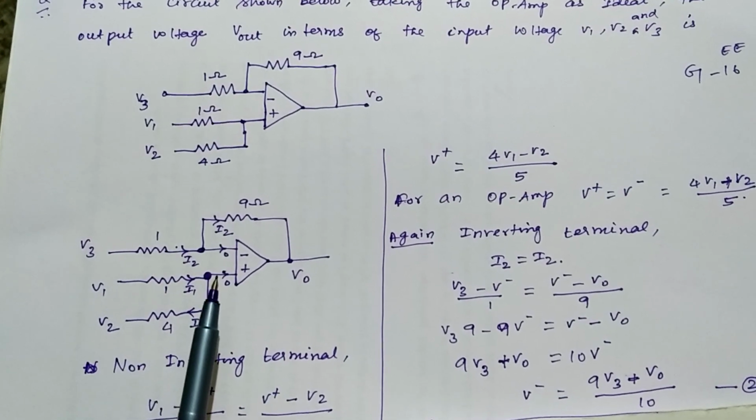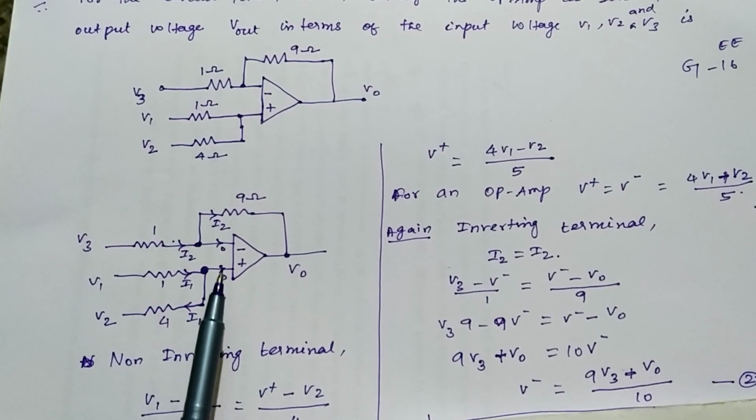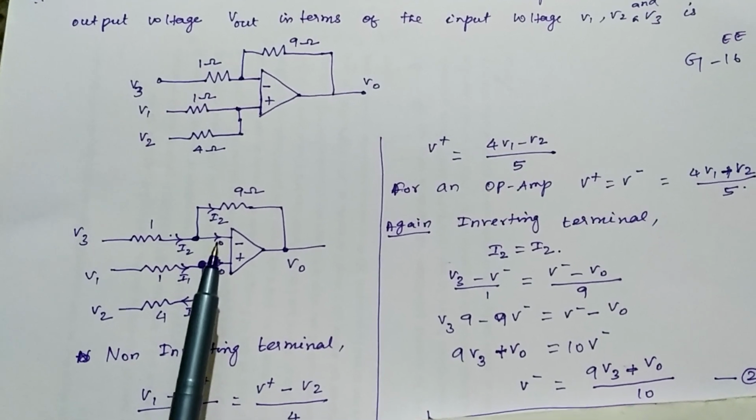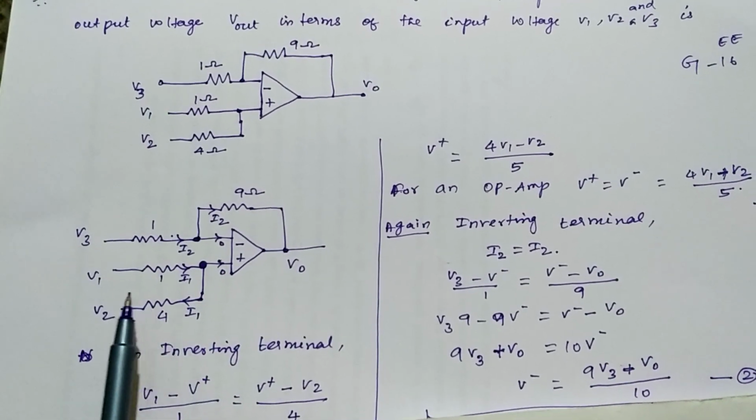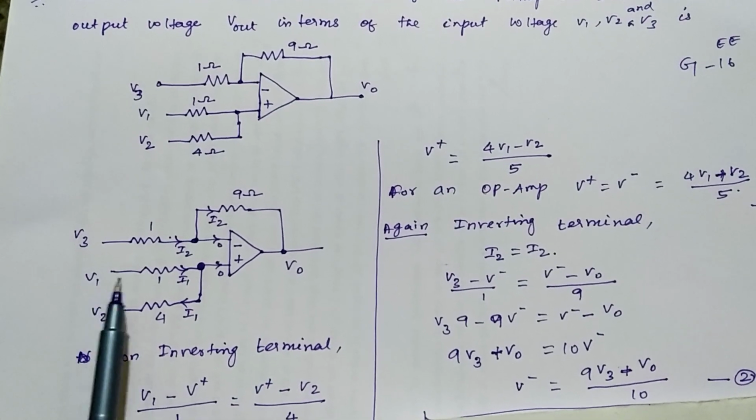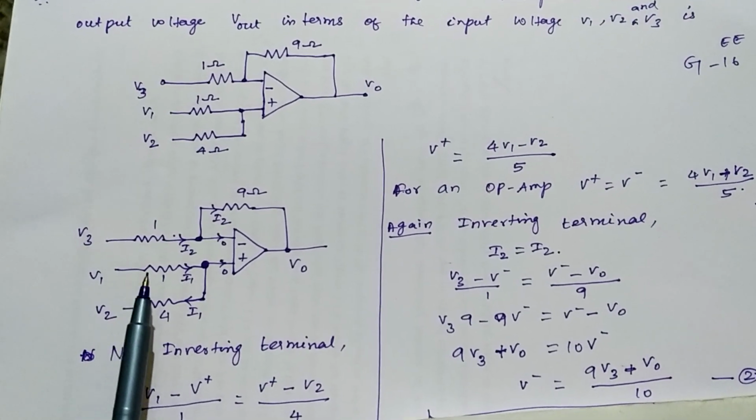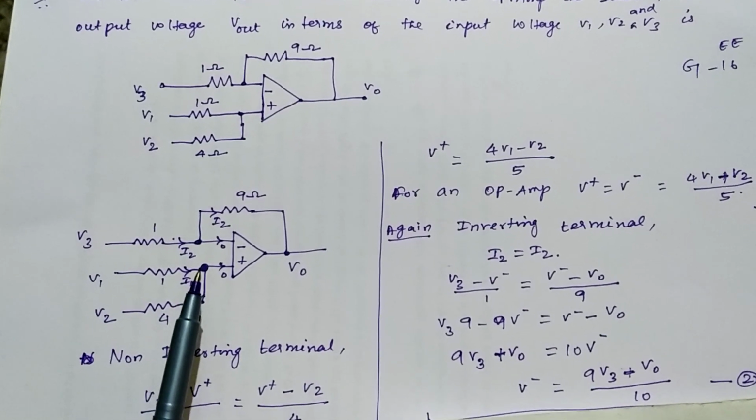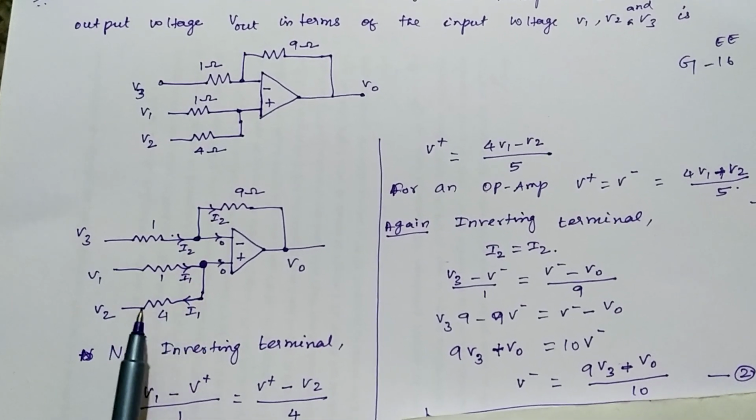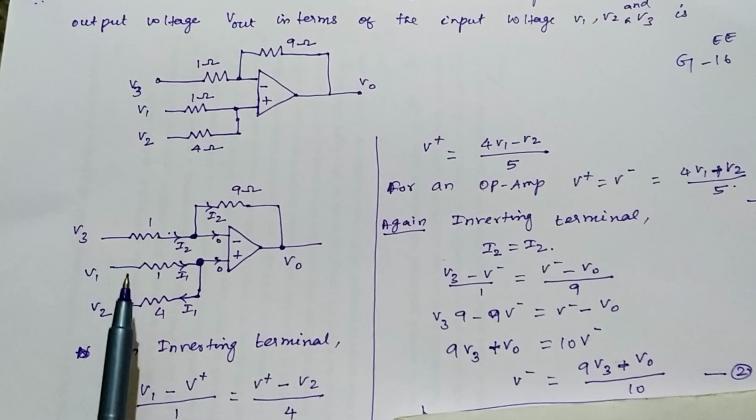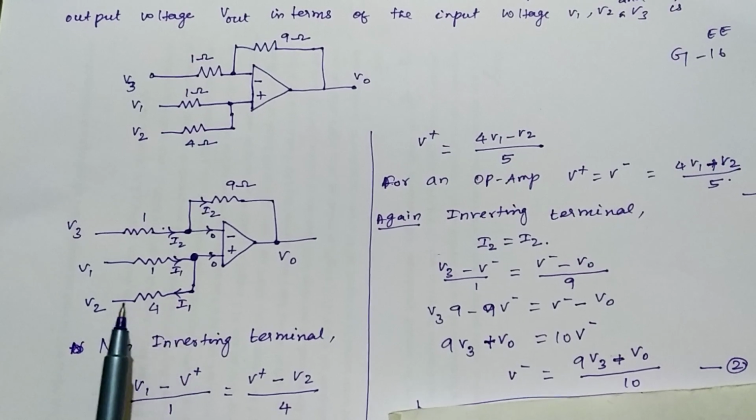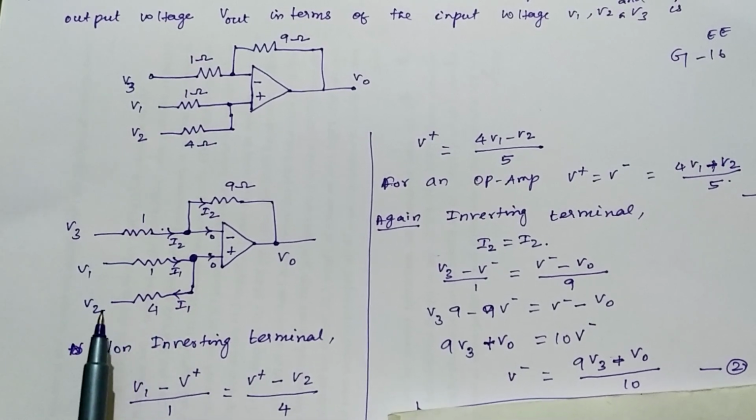Now see, as an ideal op-amp, no current is entering into the op-amp, so this current and this current must be 0. Let the current starting from V1 be I1. That current must go through this 4 ohm resistor to V2.